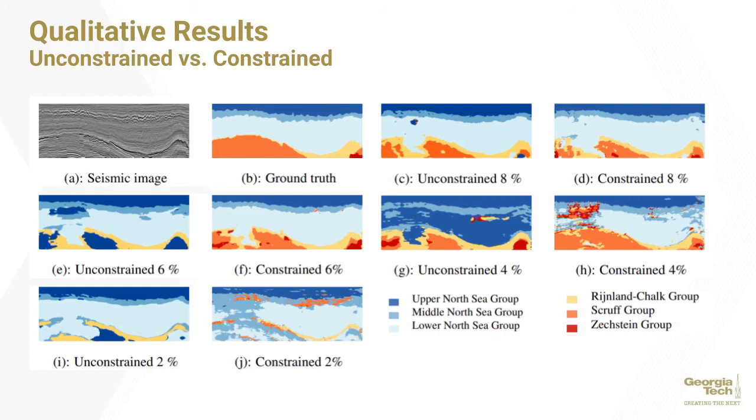We can also see this pattern reflected in the qualitative results. Notice the unconstrained at 6% has lost all detections of the scruff group, while constrained 6% retains that all the way through 4% and partially in 2%.